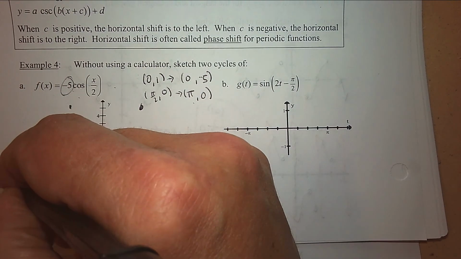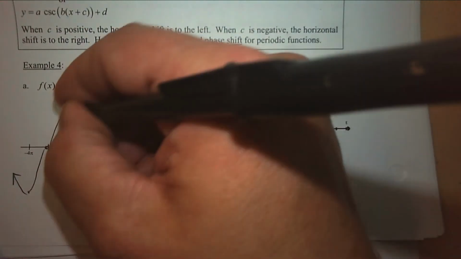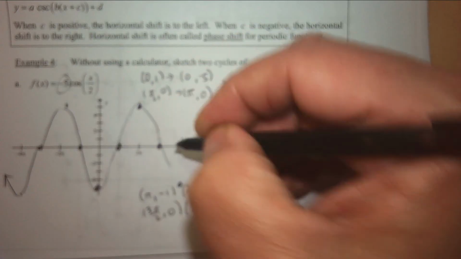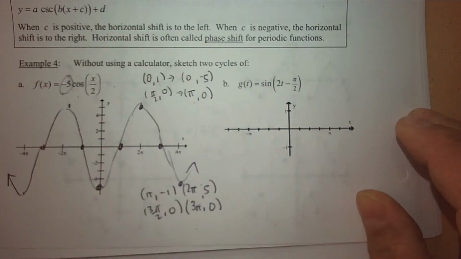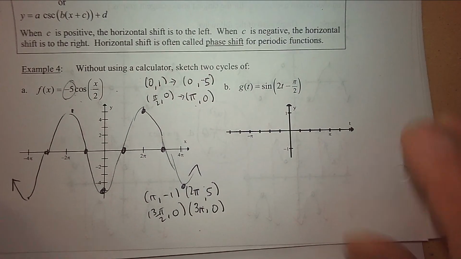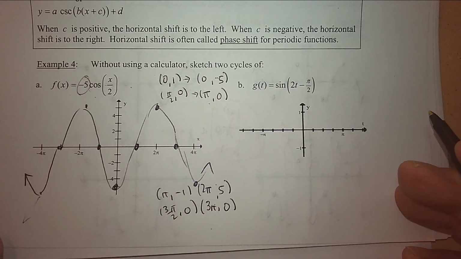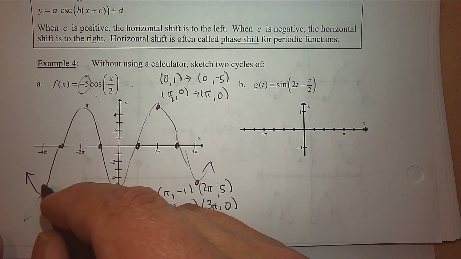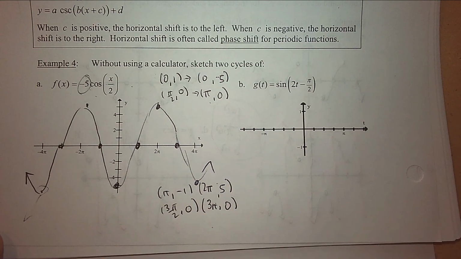Recognize it goes forever. There's no endpoints. But it doesn't go forever down, right? You have to show the direction it's going. So notice that I point that the arrows are pointing up at the end. They're not pointing down this way, right? It's not going lower than that. That's the minimum, right? It's going to go back up from there.